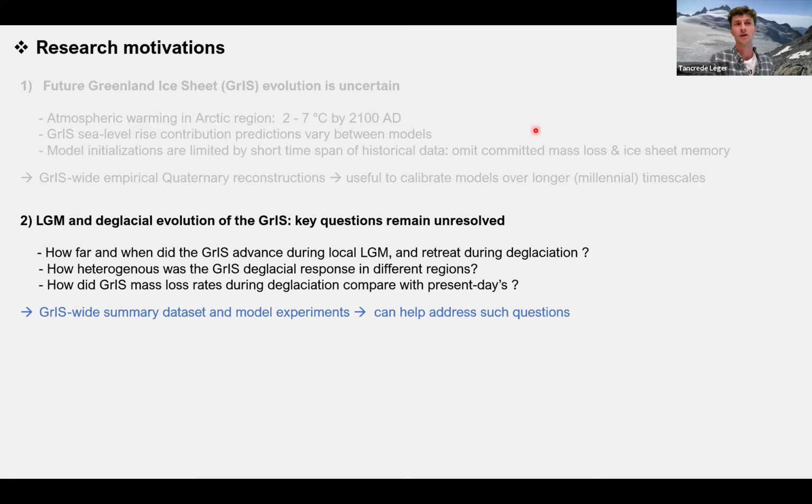So for example, how far and when did the ice sheet advance during the local LGM? And how quickly did it retreat during the deglaciation? How heterogeneous was the deglacial response in different regions? Also, how did the ice sheet mass loss rates during the deglaciation compare with the present day? These are all questions that can be explored with some ice sheet-wide summary dataset reconstruction, but also modeling experiments.